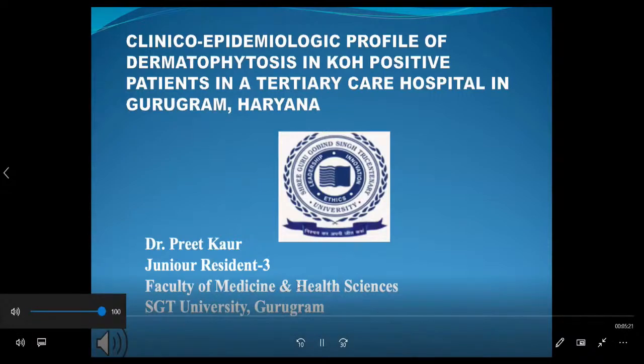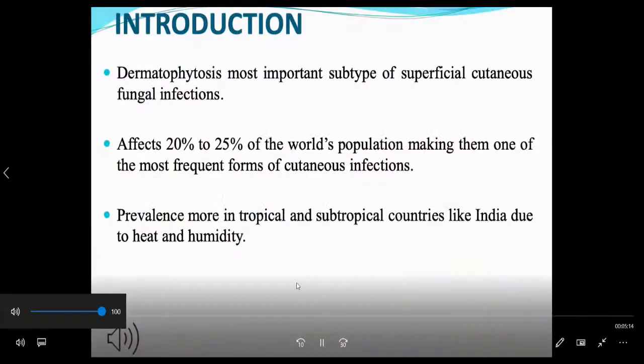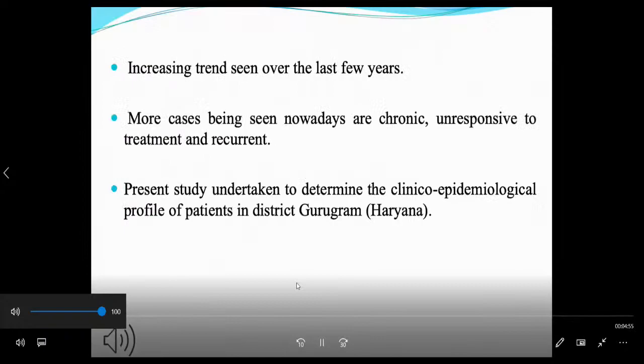Dermatophytosis in KOH positive patients in a tertiary care hospital in Gurugram, Haryana. Dermatophytosis, as we all know, is the most important subtype of superficial cutaneous fungal infections. It affects 20 to 25% of the world population, making it one of the most frequent forms of cutaneous infection. Its prevalence is more in tropical and subtropical countries like India, where heat and humidity remain high throughout the year. An increasing trend has been seen over the last few years, and nowadays more cases being seen are chronic, unresponsive to treatment, and recurrent. So, taking this into consideration, the present study was undertaken to determine the clinico-epidemiological profile of patients in district Gurugram of Haryana.